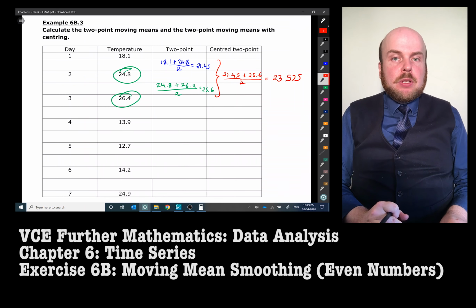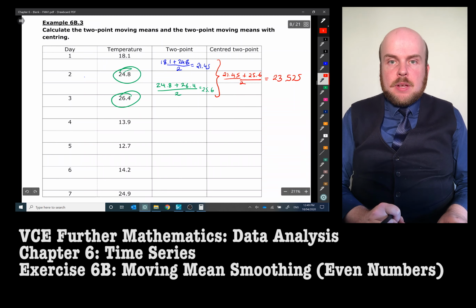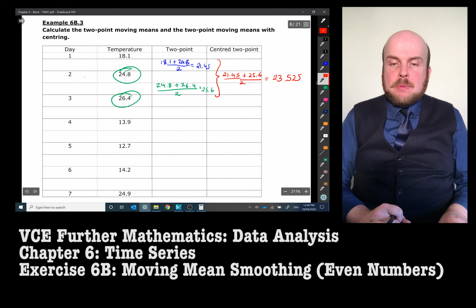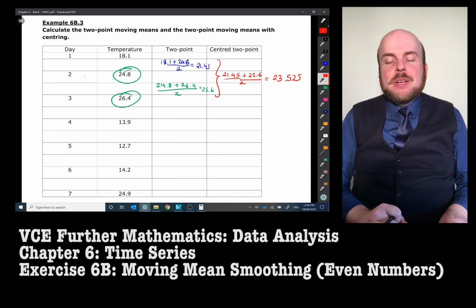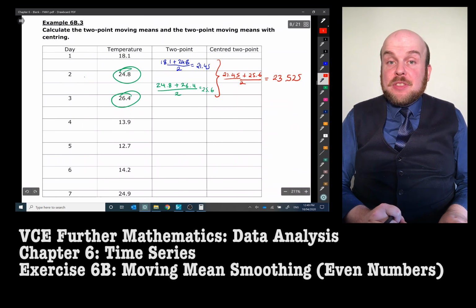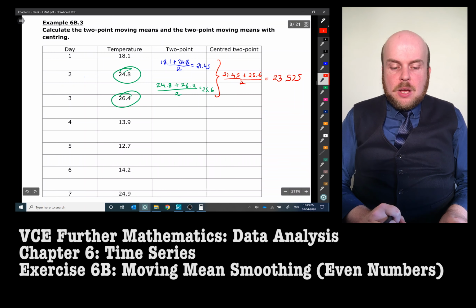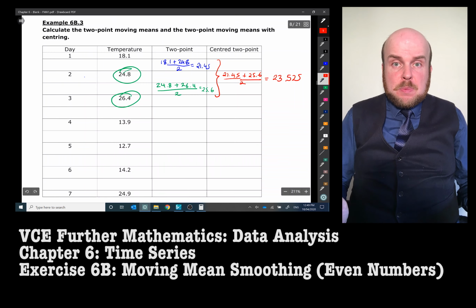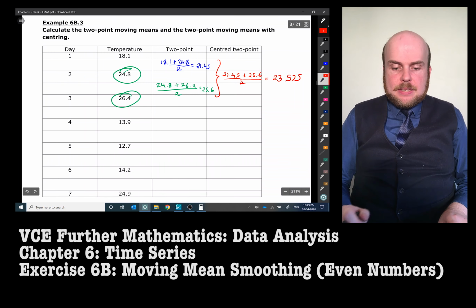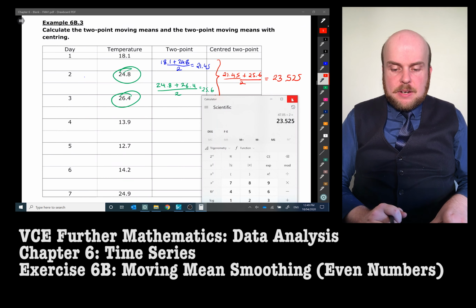Generally in an exam, they'll only ask you to do a particular centering on a particular day. So for instance, they might ask you for the 2-point moving mean with centering for, say, day 3. And how do you do that? Well, as per usual, I'm all about using the CAS. So that's exactly what I'm going to do. I'm going to fill out this table.